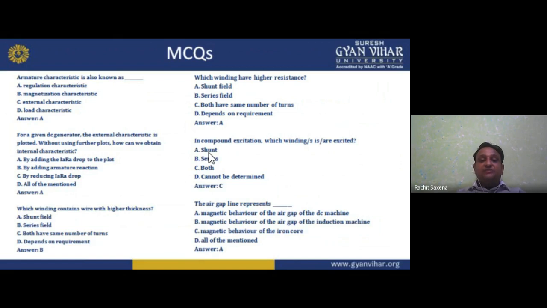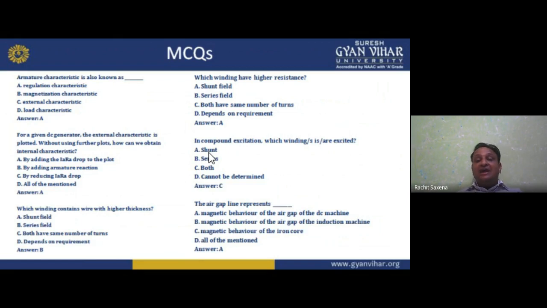Which winding contains wire with higher thickness? Wire with higher thickness, winding with few turns. I think it is series. Shunt field and series field both have the same number of turns depending on the requirement. The option is B.